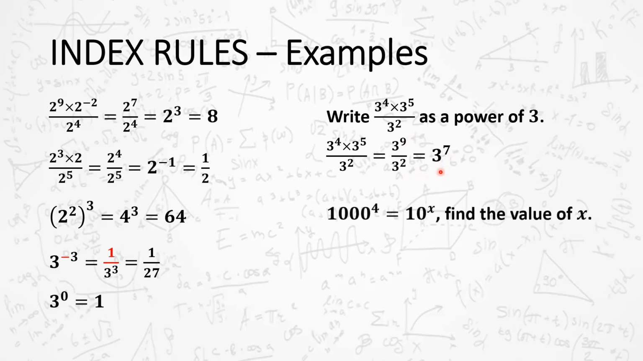Next one, 1000 to the power 4 equals 10 to the power x. Find the value of x. So firstly, we need to look at what is the link between the 1000 and 10. So 1000 is actually 10 to the power 3. Then we have 10 to the power 3, to the power 4, equals 10 to the power x. Left hand side, 10 to the power 3 times 4 gives us 12, equals 10 to the power x. Therefore, the final answer is x equals 12.